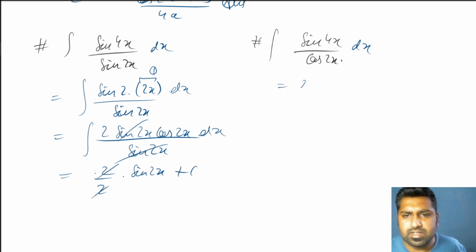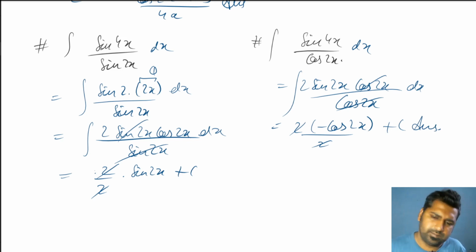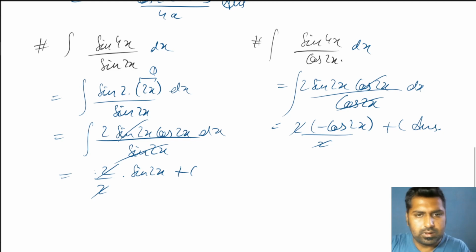Same thing here also. So this becomes 2 sine 2x cos 2x upon cos 2x. Cos 2x and cos 2x cancel. So integration of 2 sine 2x is minus cos 2x upon 2, plus c. So it is a direct application of that sine 2 theta property.